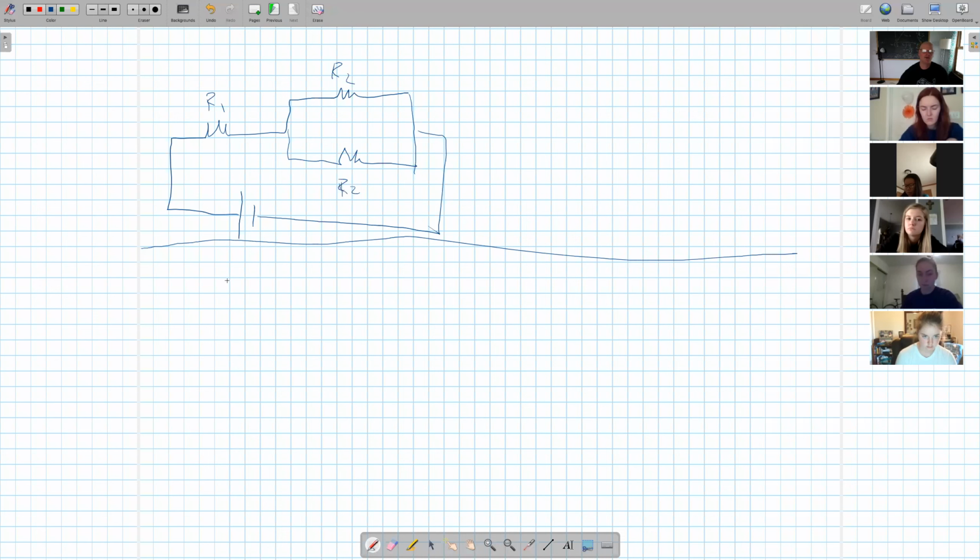And how do we add these guys together? So how do we add resistors in parallel and series?